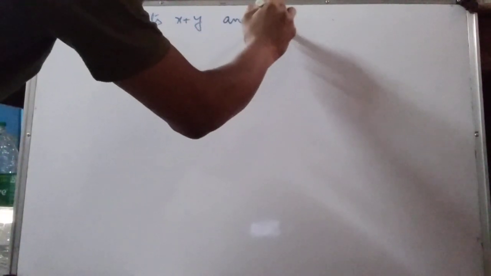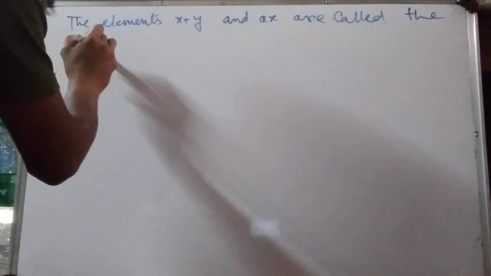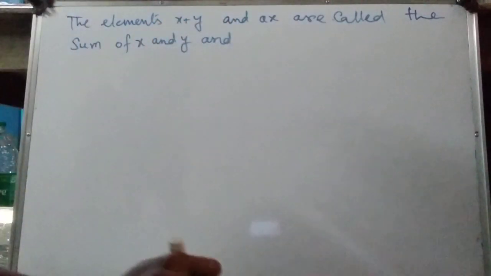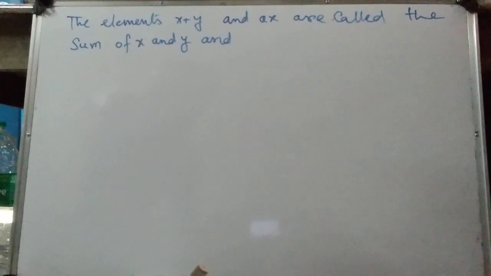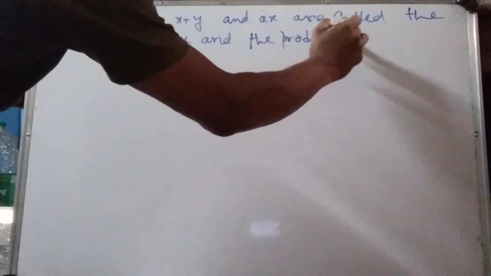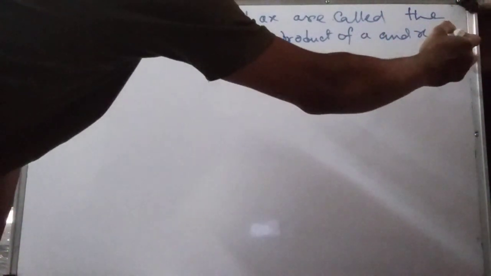Then the elements x plus y and ax are called the sum of x and y and the product of a and x, respectively.